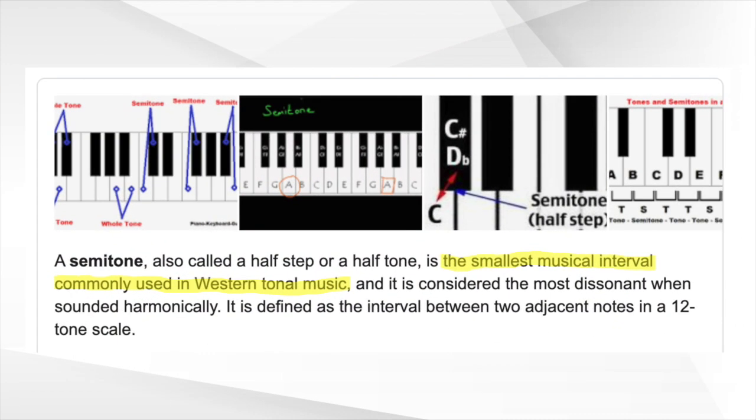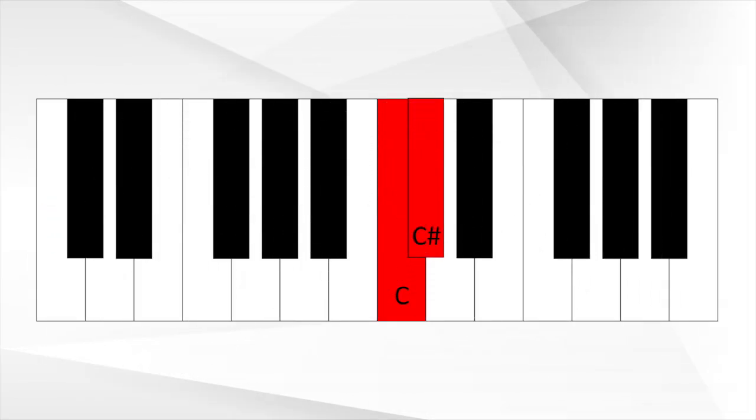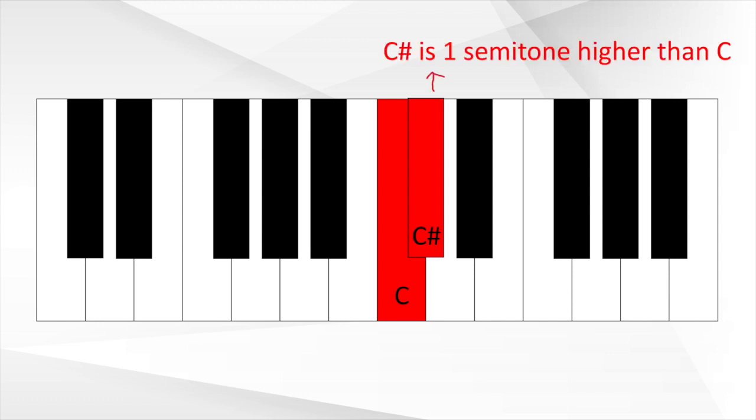The first thing we need to know is the concept of semitones. A semitone is the smallest musical interval in Western tonal music. In other words, a semitone is the distance between two notes that are right next to each other on a piano. Take a look at the two notes in red here, C and C sharp. As C sharp is the closest note to C on C's right side, C sharp is one semitone higher than C. Conversely, C is one semitone lower than C sharp.